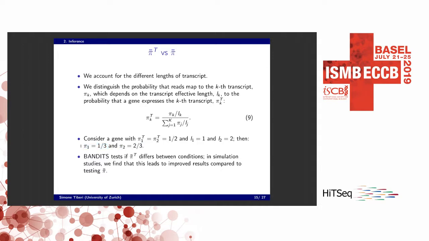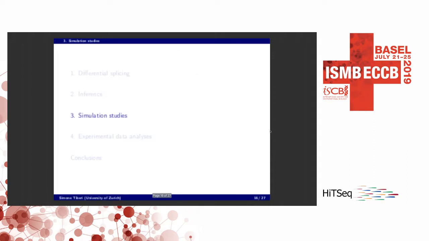So most methods for differential splicing work with and test this parameter here. Instead, we reparameterize, as in the formula here that I'm not describing, and obtain the probability of actually expressing the transcript. And we noticed that testing this pi-t parameter, which is intuitive, I think, leads to slightly better performance. And also that's the parameter that we then provide to the user, so that they know the actual expression of transcripts and not the probability of reads mapping to it.